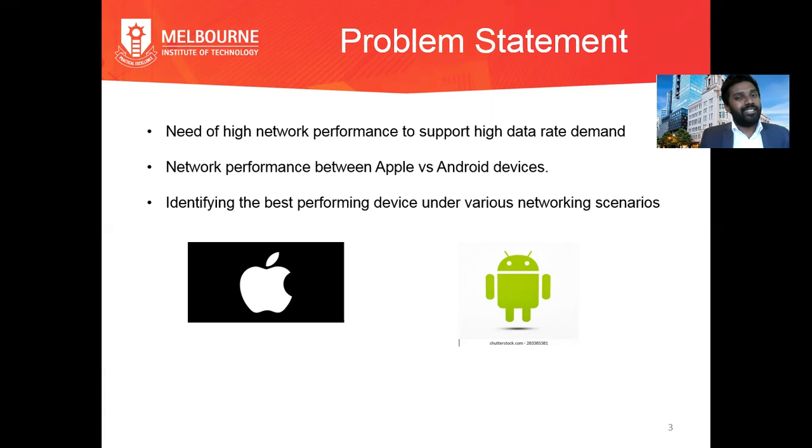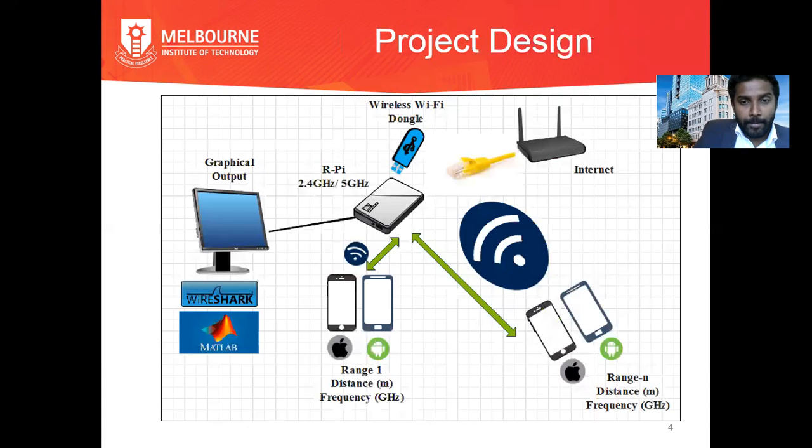Here, there is a bit of confusion and controversial argument between the two devices, about whether the Apple or the Android device has better networking performance under a predefined Wi-Fi scenario. This confusion made me do this project analysis. It's also a better way of identifying the best performing device under various networking scenarios. So this is the big picture of this project.